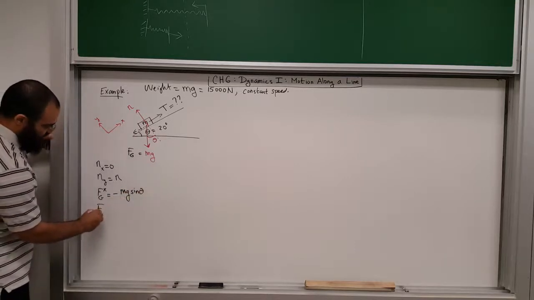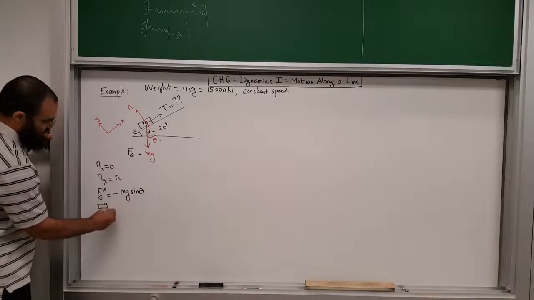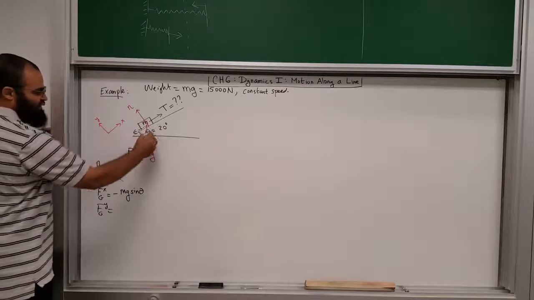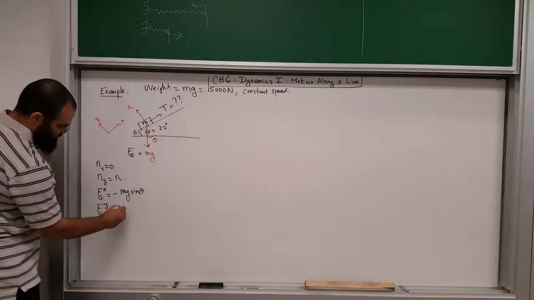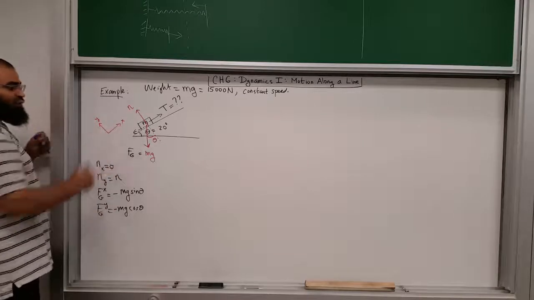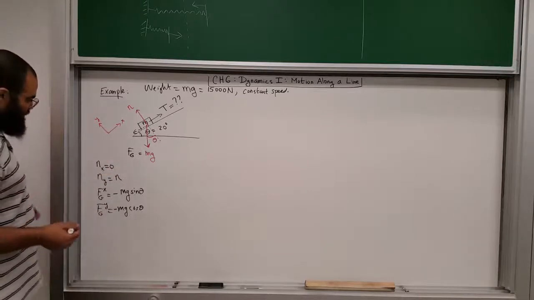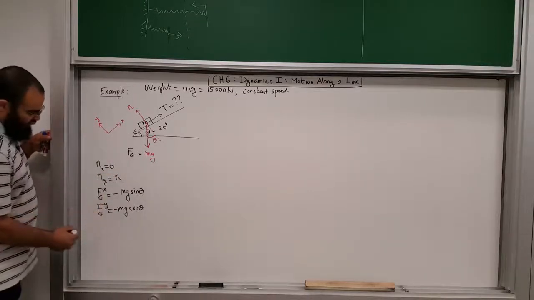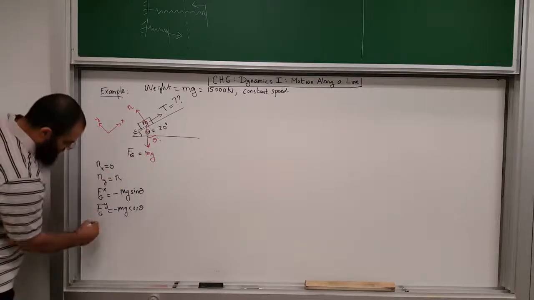The y component of the force of gravity is this way, and it's adjacent to theta here. So it's mg cosine theta with a minus sign. We did this in more detail in the previous problem, so please refer to it. These are the forces involved, and then we have one more, the tension.